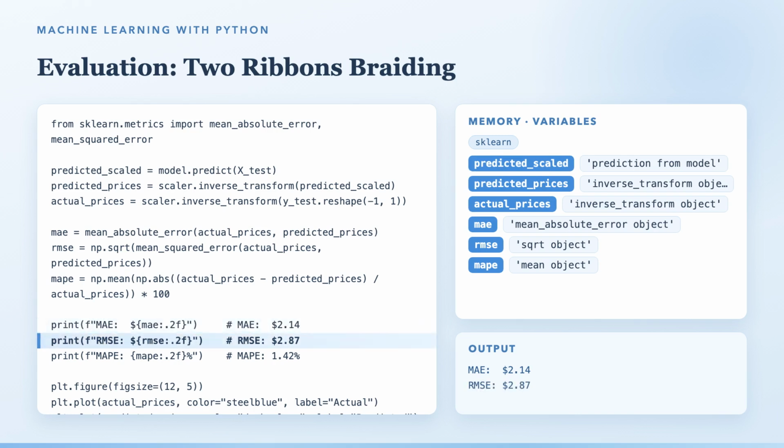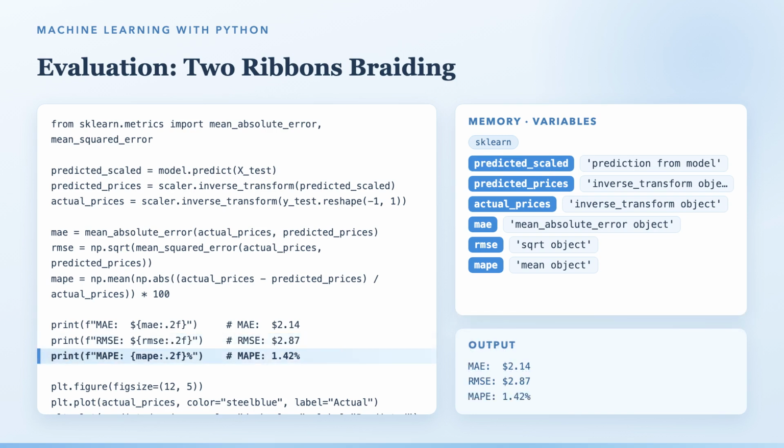First, from sklearn.metrics we import mean_absolute_error and mean_squared_error. Then predicted scaled equals model.predict on X_test, guesses for every unseen day. 2 translations follow. Scalar.inverse_transform turns those guesses into predicted prices. And y_test, reshaped, becomes actual prices in dollars.